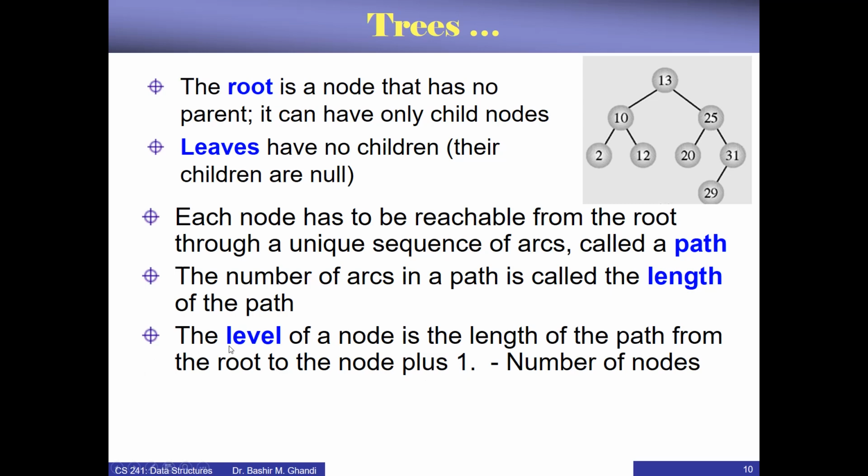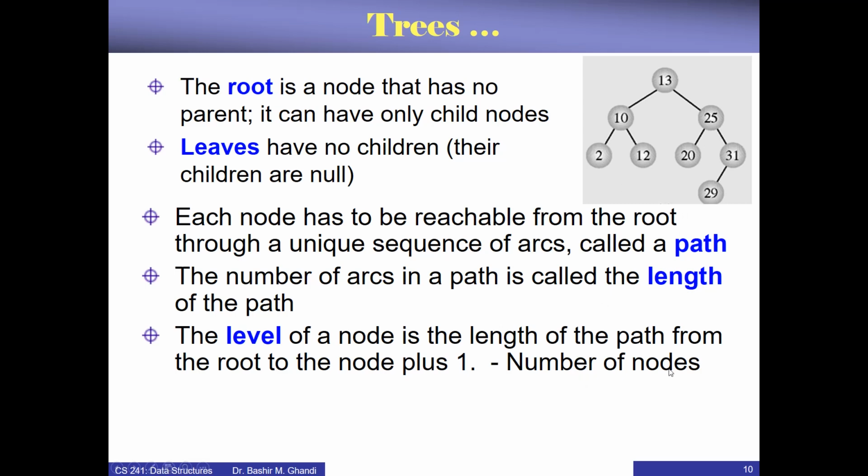Okay, next definition is level. Level of a node. Level actually is a property of a node rather than a property of a tree. So the level of a node is defined as the length of the path from the root to that node plus 1. For example, if you recall, the path length for 29 is 3. So the level of 29 is level 4. 3 plus 1, 4.